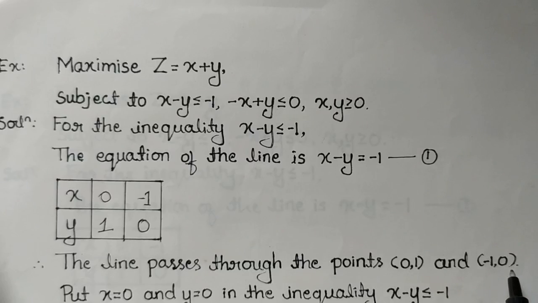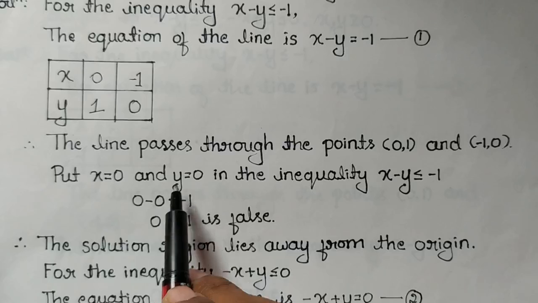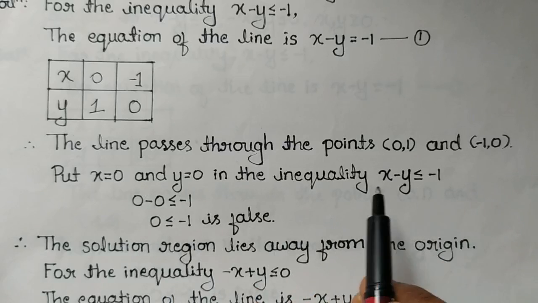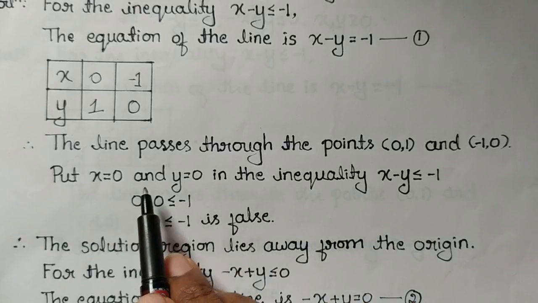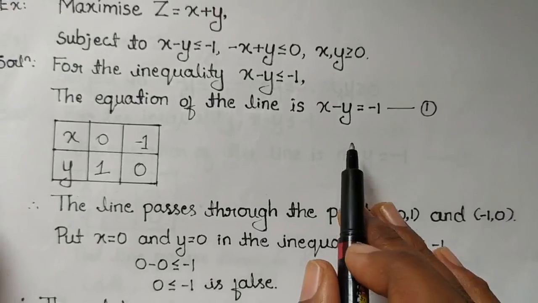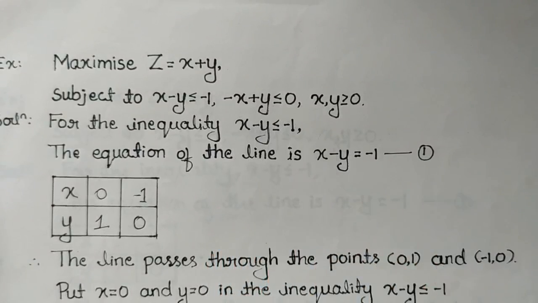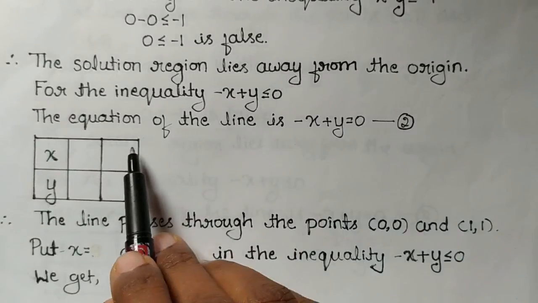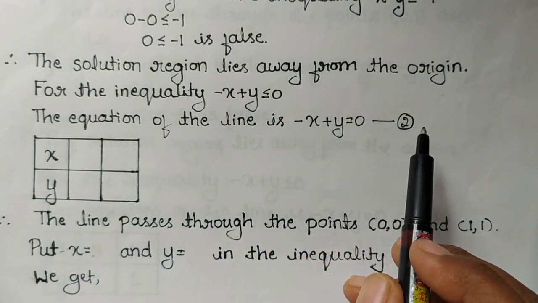Now the second step is to find the solution region of the inequality. For that, substitute the origin in this inequality. We get 0 less than or equal to minus 1, which is false. Then the origin is not included in the solution region, and the solution region lies away from the origin. Now the second inequality is minus x plus y less than or equal to 0. First step, the equation of the line is minus x plus y is equal to 0. Call this as equation 2.